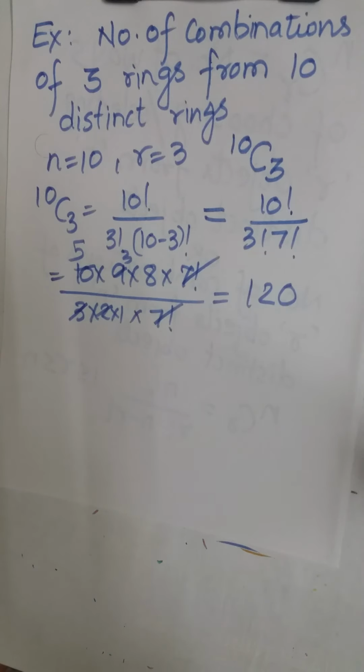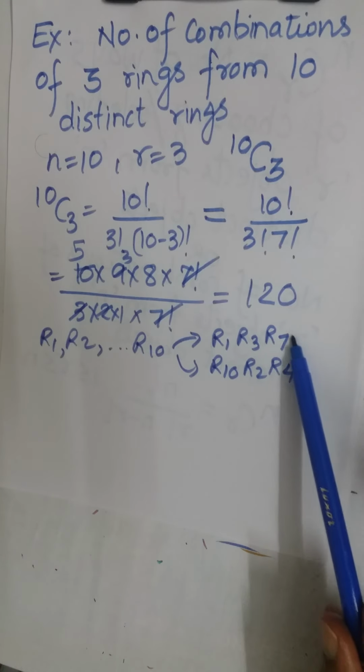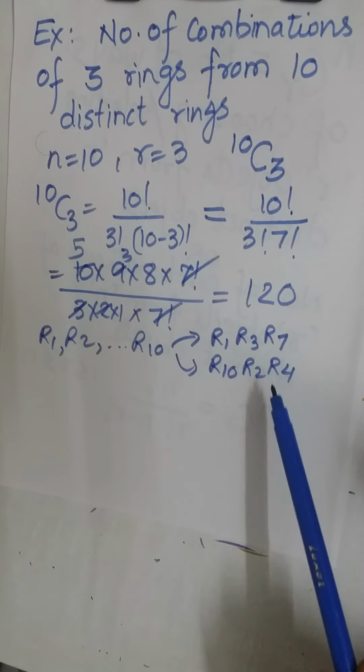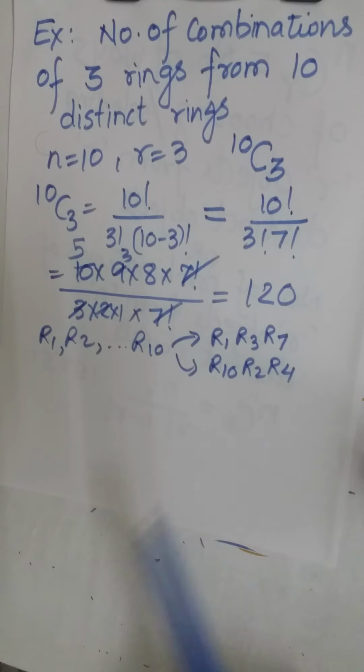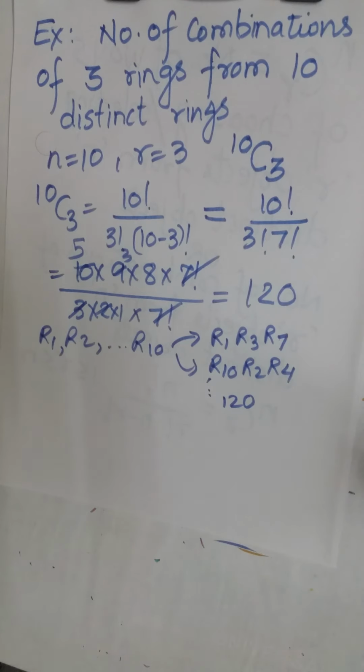A typical combination may be like this. If R1, R2, R3 up to R10 are rings, one of the combinations may be R1, R3, R7. No need to arrange this. In any way we can write it, R7, R3, R1, and so on. There are 120 such combinations, or 120 such groups of 3 rings.